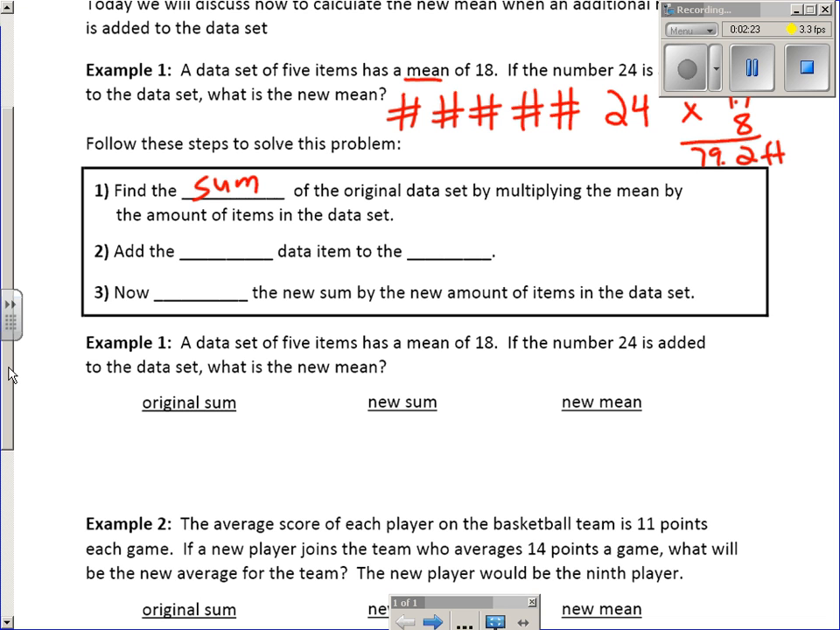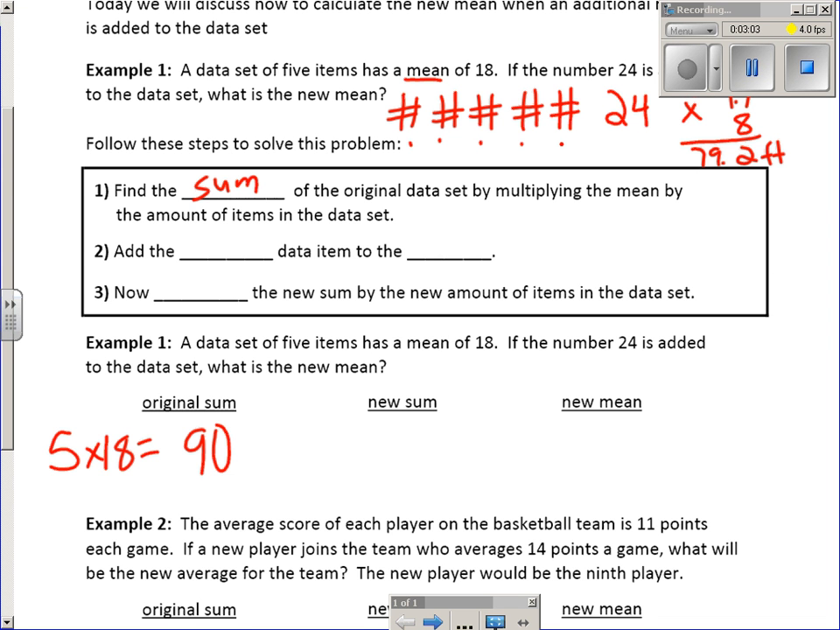If you look down here, it's the same example below, and we put little things here to help you out. You want to get to the original sum. That's the first thing you need to get to: how much all those numbers added up to. So the way we do that is we multiply how many numbers there were, which was 5, by whatever the mean was, which is 18. That will get you the original sum. See these 5 numbers up here? They all added up to 90 because those 5 numbers had an average of 18.